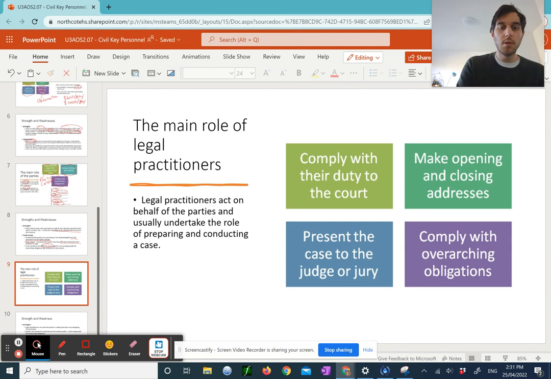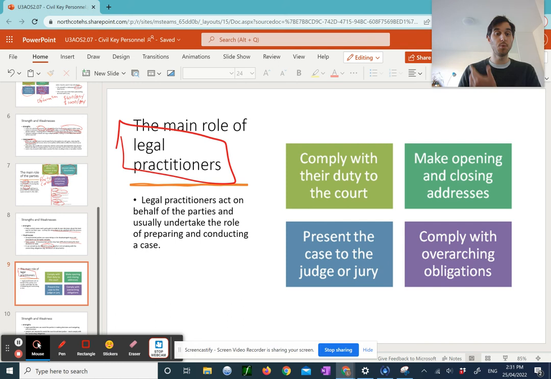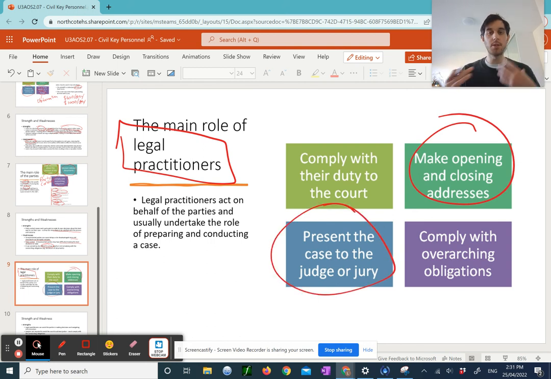And then we've got our role of the legal practitioners, our lawyers. Now, often the legal practitioners will act on behalf of the parties and undertake a lot of the parties' responsibilities as well, because usually the parties aren't legally educated, and so the legal practitioners help them run the case. So what are some of the things that a legal practitioner will do? Well, they'll make opening and closing addresses to the court. They'll present the case to the judge or jury, so they'll examine witnesses, they'll make legal arguments, and they also have some overarching obligations to the court, same as the parties. So they have to act honestly, they have to make sure that they're not causing delays and things like that. So they've got the same overarching obligations that the parties do.